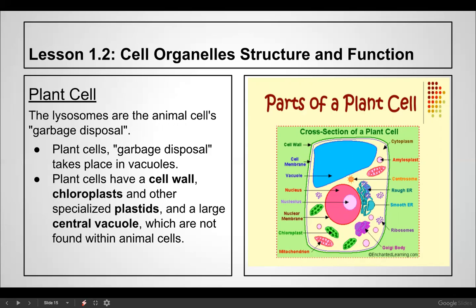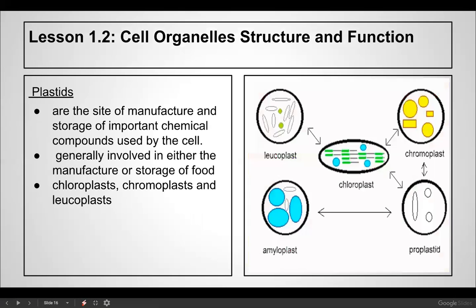Plant cells have a cell wall. It's outside of the cell membrane. Chloroplasts, which are also different, not in the animal cell, and some other plastids or energy capturing bodies. And there is a large central vacuole as well, which stores water and other things. Those are not found in the animal cell.